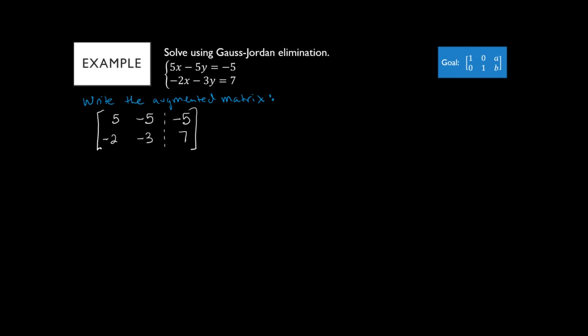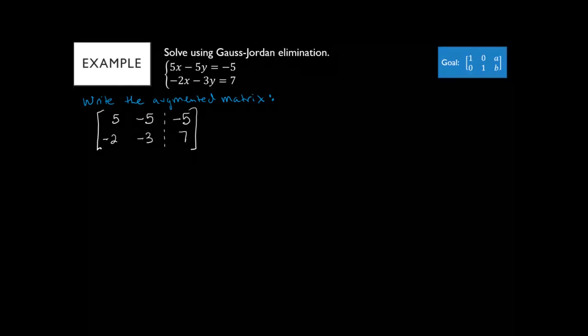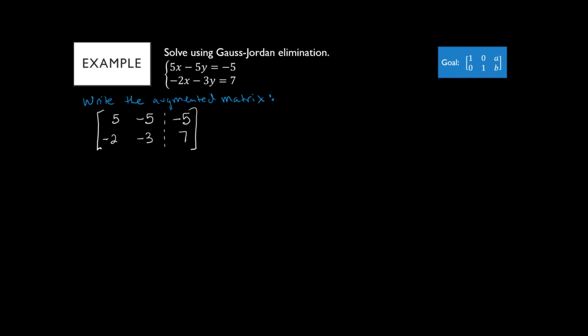So I always first try to get the bottom to be 0. So I need to get that -2, that bottom left corner, to be 0. And so I like to write this out. In the first column, I've got a 5 and a -2. In order for those to cancel out, I have to get it to 10 and -10, because that's the least common multiple. So we basically have to multiply the top by 2.